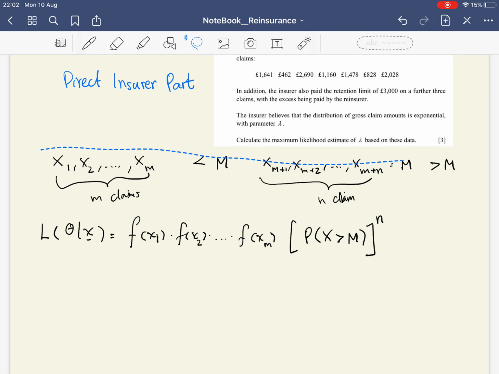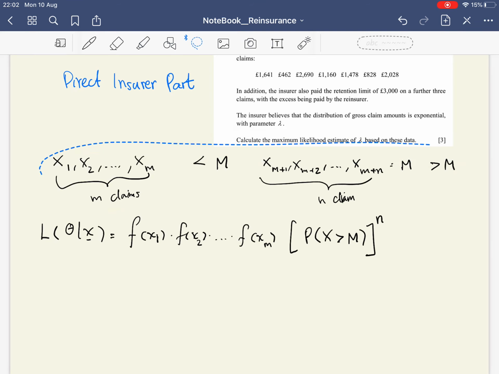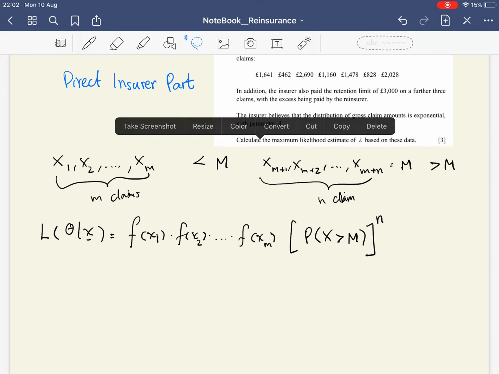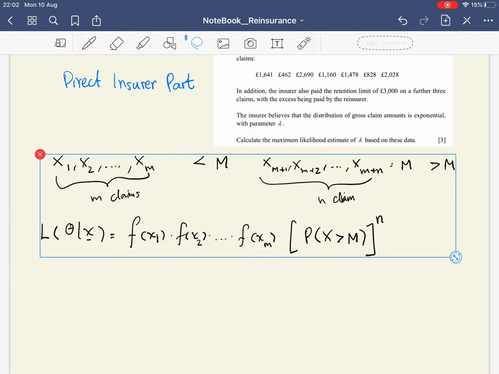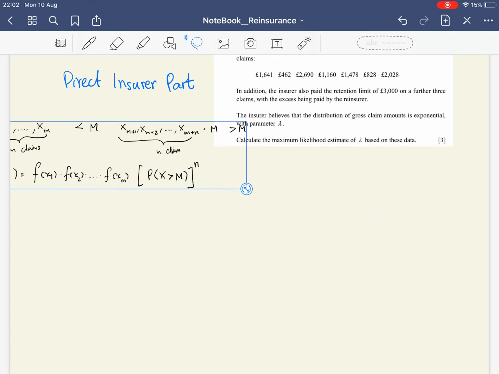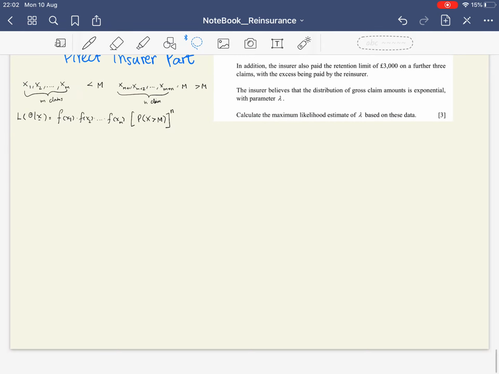This is our likelihood function. So this is what we're going to do. Okay, I will put it here.